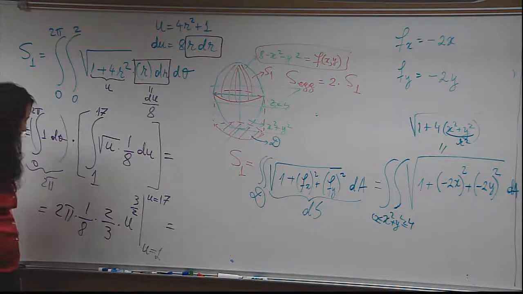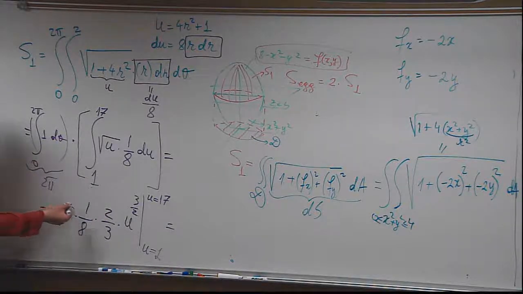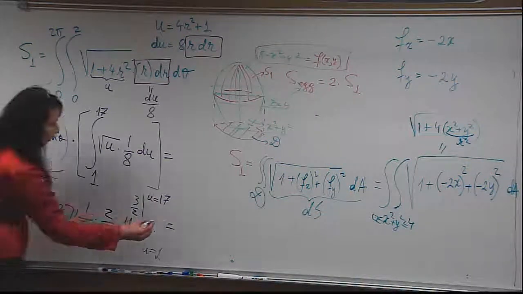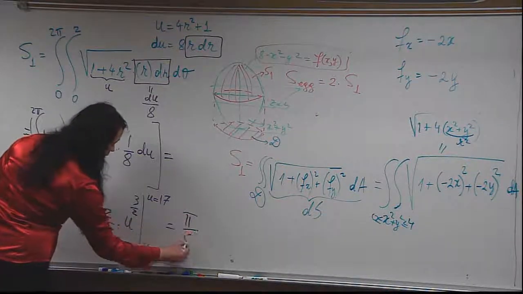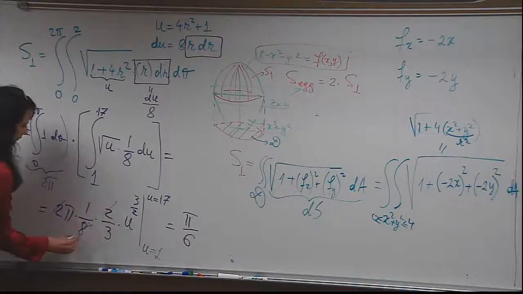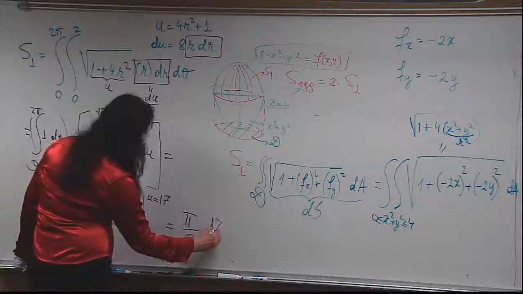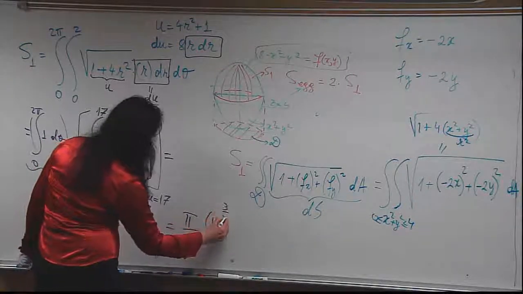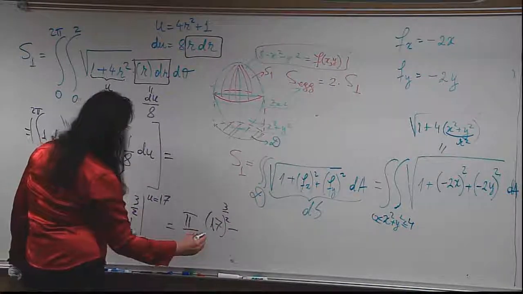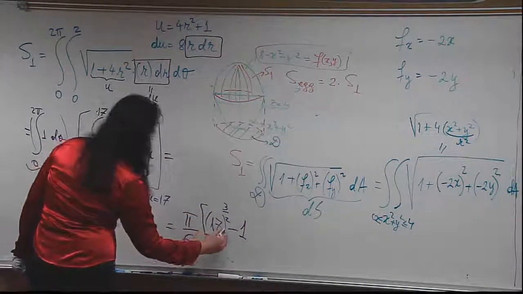To simplify your life a little bit, what you can do is 2, 2, and 8. What is 2 times 2? 4 divided by 8. So you have pi over 6 overall. Pi over 6 times 17 to the 3/2 minus 1.